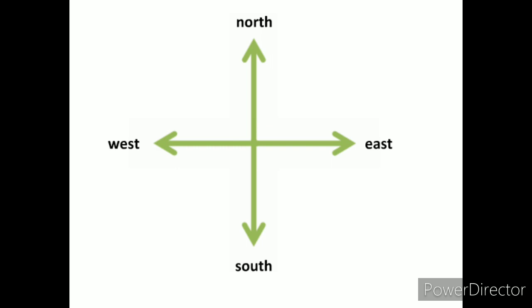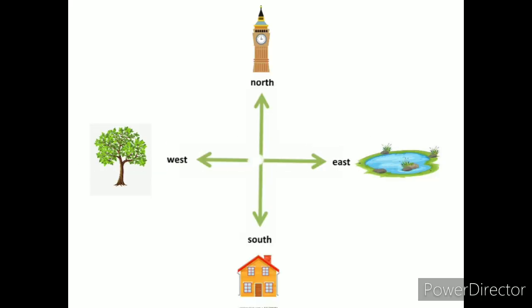As we have already learned about the main directions, now we shall learn about the sub-directions. Look at this picture. We can identify the following directions. The clock tower is to the north, the house is to the south, the tree is to the west, and the lake is to the east.